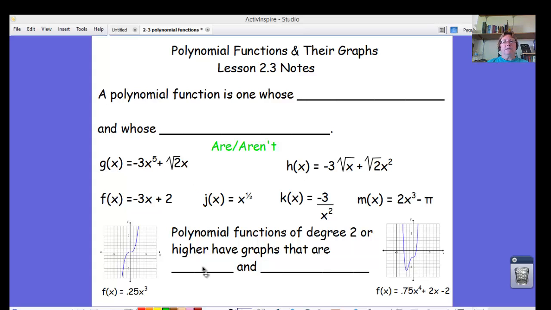So we want to start by introducing what exactly a polynomial function is, and there are two criteria. In order to be considered a polynomial function, you have to have coefficients that are real numbers. And secondly, the exponents have to be positive integers.